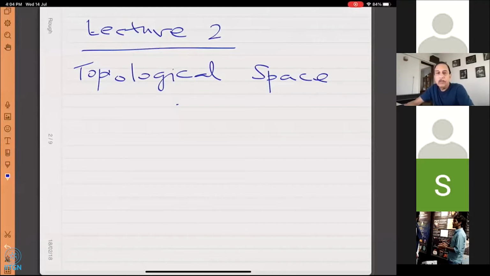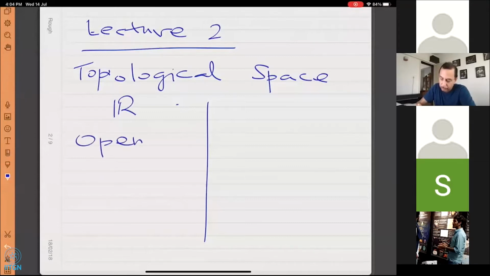Good. So let's remind ourselves what we did last time. We basically did two things. On one side, we considered some properties of the real line R. And out of those properties, we abstracted a few, which we call topological. And the properties that we call topological are basically the open sets in R.